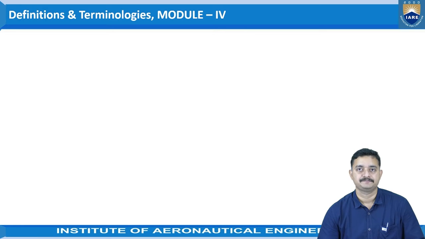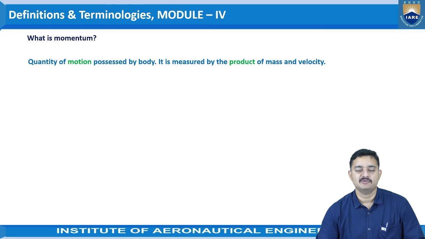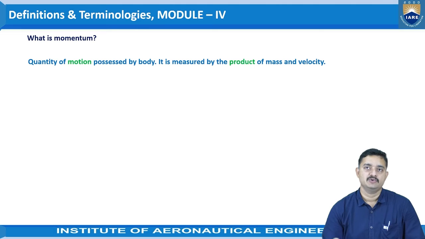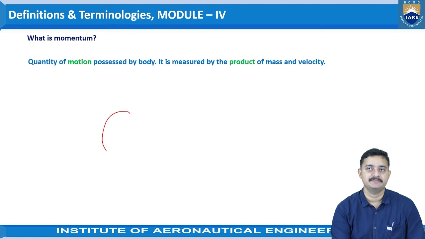Coming to the next one, what is momentum? This momentum term involves both the velocity as well as the mass of the object. We can say the quantity of motion possessed by a body is the momentum. It is measured by the product of mass and velocity. So it is the matter that is contained by the object and the velocity with which the object is moving.